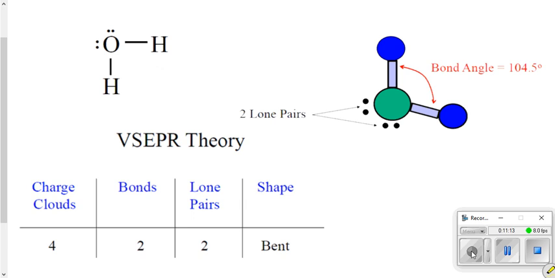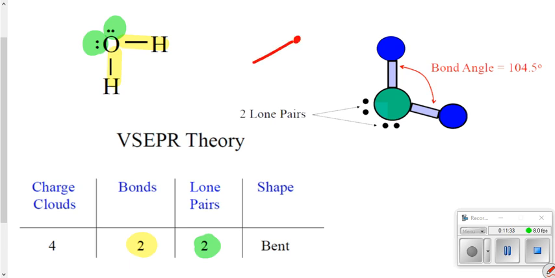Water is another example of a molecule with 4 charge clouds. In the water molecule, 2 of the charge clouds are in the form of bonds. We would also see 2 of the charge clouds in the form of lone pairs. Remember, the lone pairs want to occupy a bigger area in space.